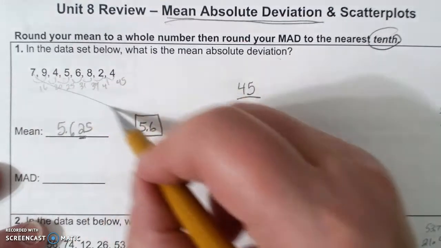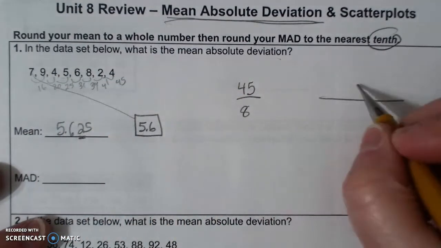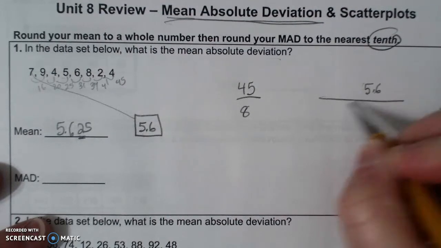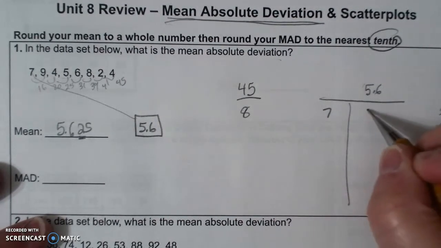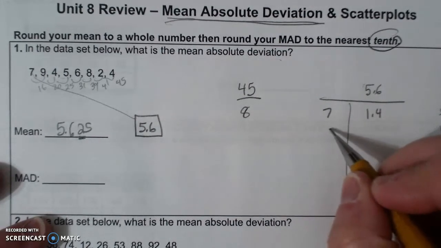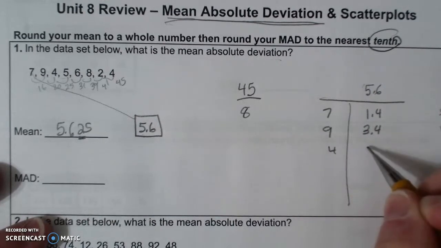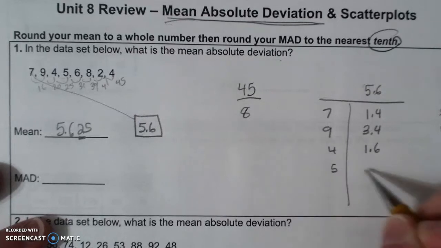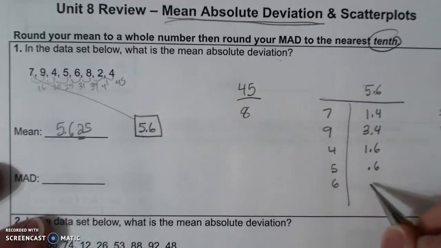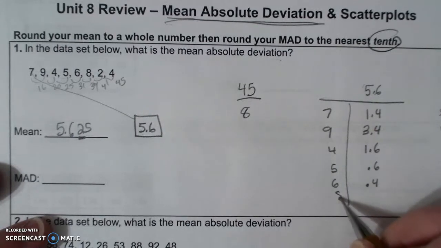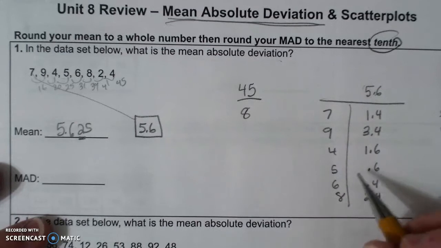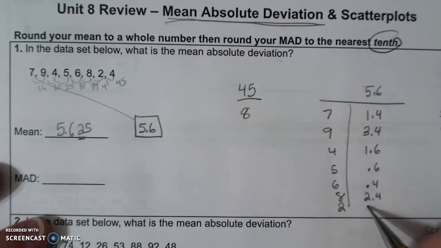Now I'm going to go from here to here. So I'm going to make a little chart and do 5.6 minus 7 is 1.4, 9 minus 5.6 is 3.4, 5.6 minus 4 is 1.6, 5 minus 5.6 is 0.6, 6 minus 5.6 is 0.4, 8 minus 5.6 is 2.4, 2 is 3.6, and 4 is 1.6.